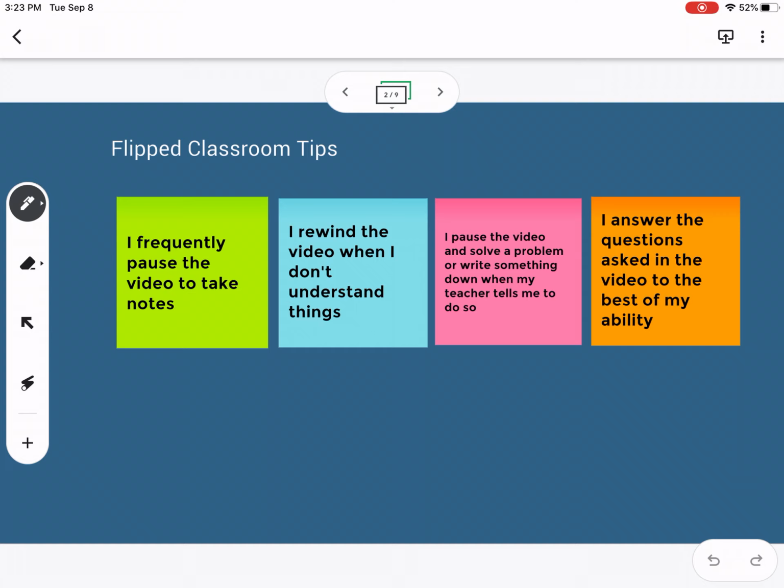In pink, I pause the video and solve a problem or write something down when my teacher tells me to do so. So when I put up a problem and say, please try this and pause your video, you should be doing that. And even if it's not said, you should do that on your own. And last, I answer the questions asked in the video to the best of my ability. So again, you should be engaged. You should be trying the problems, not just sitting and watching. You need to be into the lesson, engaged and working in the lesson, not just watching the lesson. That's really important in math.